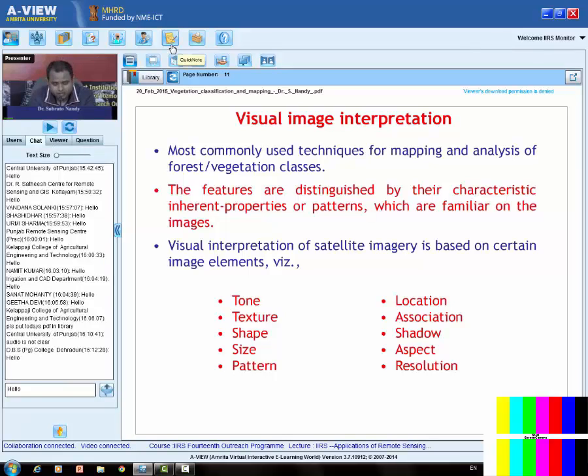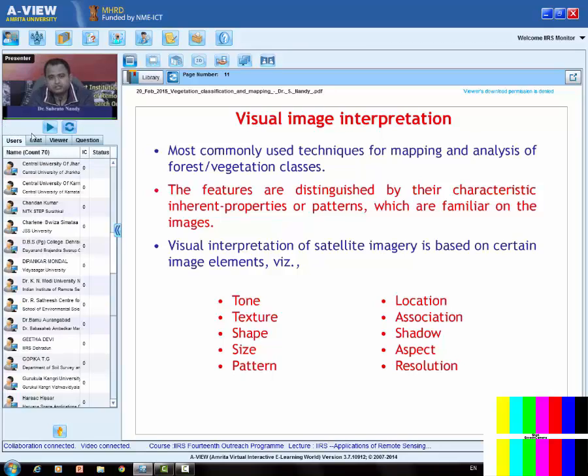Now I'll discuss visual interpretation, how you visually interpret an image. Then I'll subsequently discuss digital classification of an image. Visual classification or visual image interpretation is a very commonly used technique for mapping and analysis of forest vegetation. For doing that, you use certain elements called image interpretation elements, through which you interpret an image.